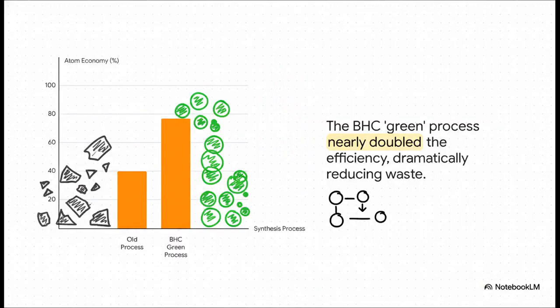And, I mean, just look at the difference. The old process had an atom economy of only 40%. That means 60% of all the starting material was just waste. The new green process shot that up to 77%. It nearly doubled the efficiency. And that whole revolution in thinking started with chemists looking at the balanced equations and asking, can we do this better?